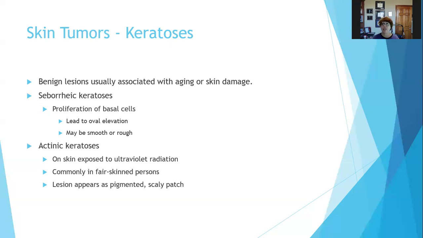a pigmented scaly patch. A lot of times people will say, like, oh, I'm going on my trip to Maui, or my trip to some nice tropical sunny area, and they end up with a pigmented scaly patch and don't know what it is. And this is what it is. It's a minor skin tumor. It's an actinic keratosis.